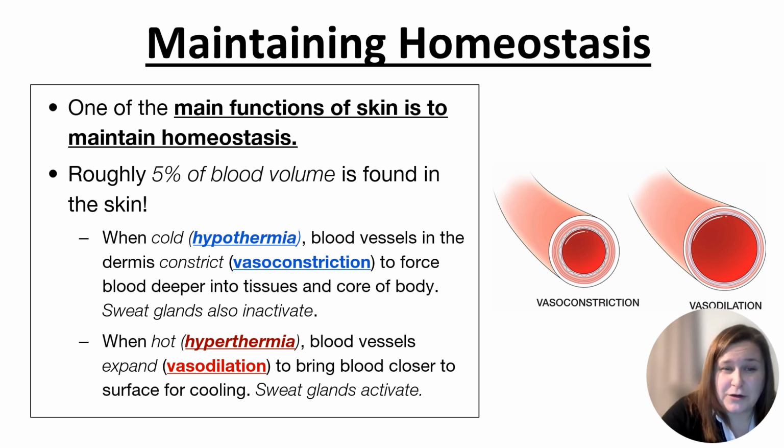During this time, if we are in hypothermia, our sweat glands also inactivate because we don't want to be doing any of that evaporative cooling if we're already way too cold. So when we get way too hot or have hyperthermia, blood vessels are going to expand. We call this vasodilation. This happens to bring blood closer to the surface for cooling, and this is when those sweat glands activate so that we can do that evaporative cooling.